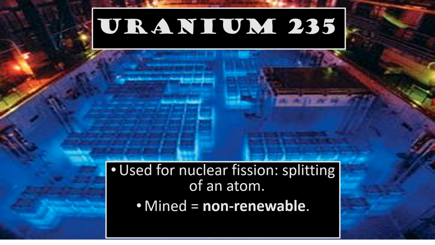Now, because uranium is an element and it's mined, it's considered a non-renewable resource. Also, in order to make sure that we can use it properly at a nuclear power plant or a nuclear facility, we mine it and put it into these little rods that are called fuel rods. So when you see a fuel rod at a nuclear power plant, just know that that's uranium that is used to be split.